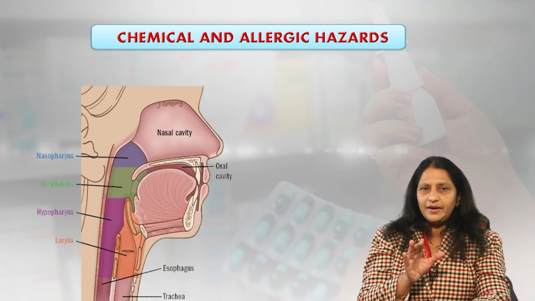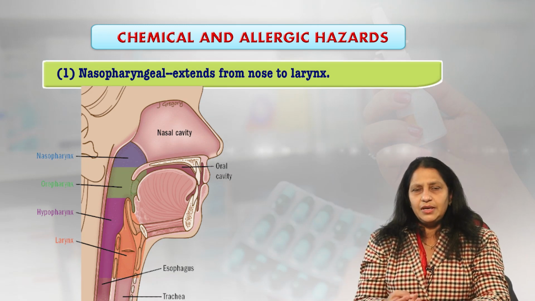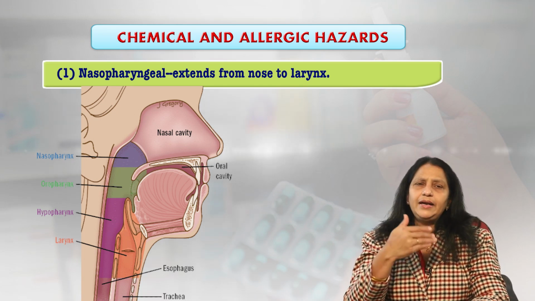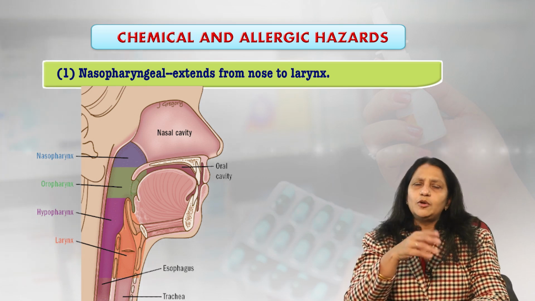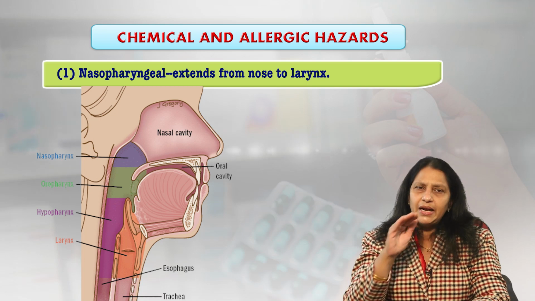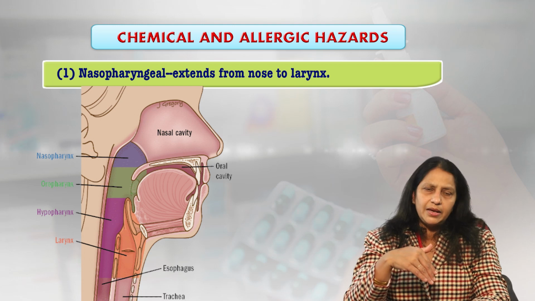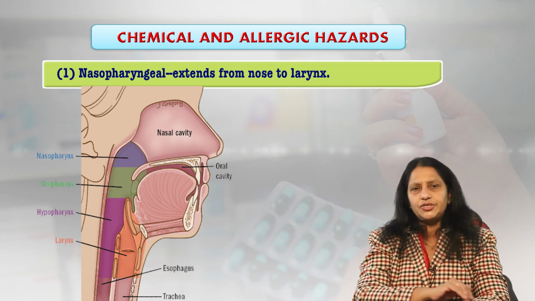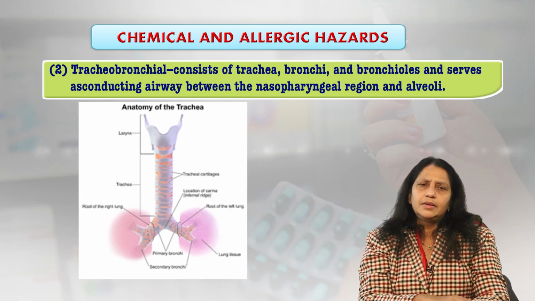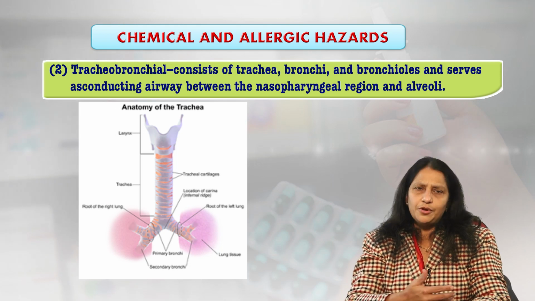The respiratory tract is divided into three regions. The first one is the nasopharyngeal, which extends from the nose to the larynx, and these passages are lined with ciliated epithelium and also mucous glands. So, they filter out large inhaled particles, increase the relative humidity of the inhaled air and also moderate its temperature. And the second part is the tracheobronchial, which consists of the trachea, bronchi and also bronchioles.